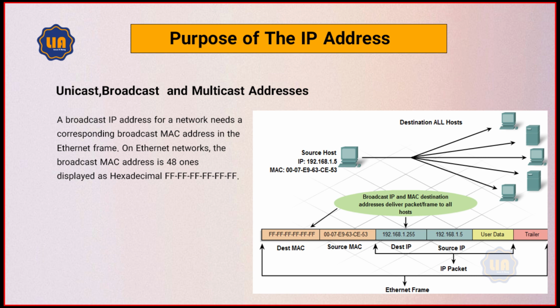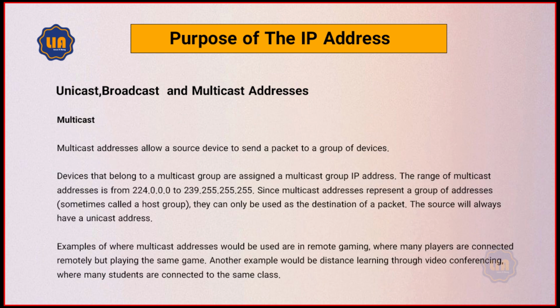On Ethernet networks, the broadcast MAC address is 48 ones displayed as hexadecimal FF, FF, FF, FF, FF, FF. Multicast. Multicast addresses allow a source device to send a packet to a group of devices. Devices that belong to a multicast group are assigned a multicast group IP address.